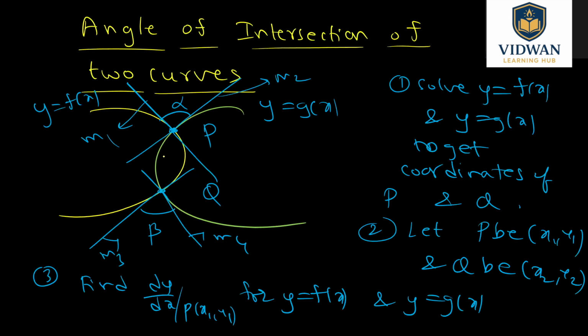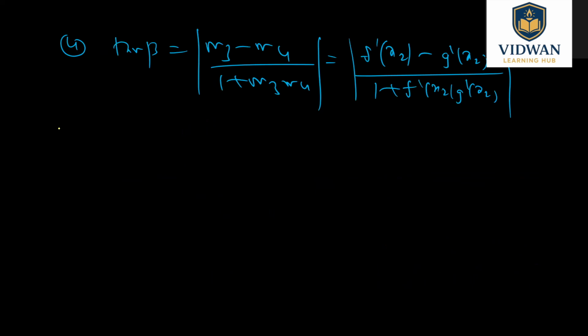So it is not necessary that the angles must be same. Sometimes by symmetry in some circle questions and all, alpha and beta can match. But in general, it's not compulsory that alpha and beta should be the same. After this, we have to write down the condition for two curves to touch each other.